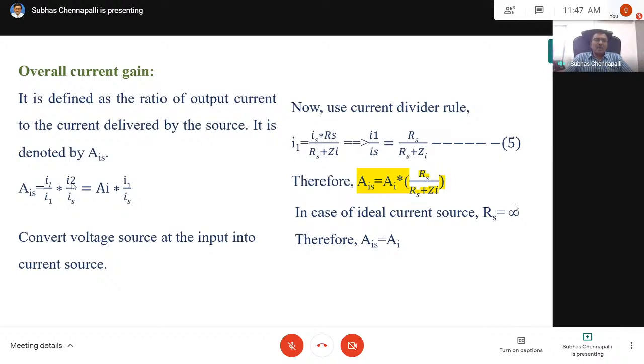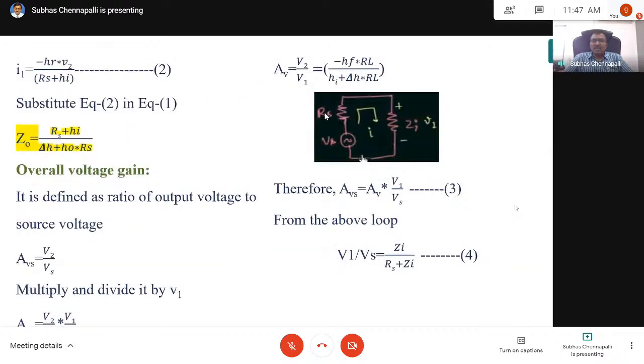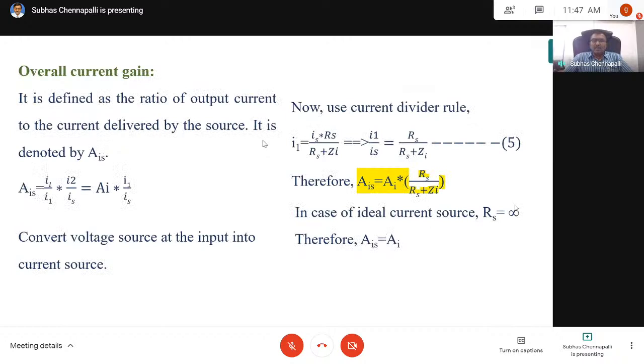So I2 by IS is what you want. Both I will multiply and divide with I1. So first I will write I2 by I1, then I1 by IS. I2 by I1 is AI. Then I have to calculate the input current. This is the source, and you can convert this into a current source. Then you can arrive at this solution.